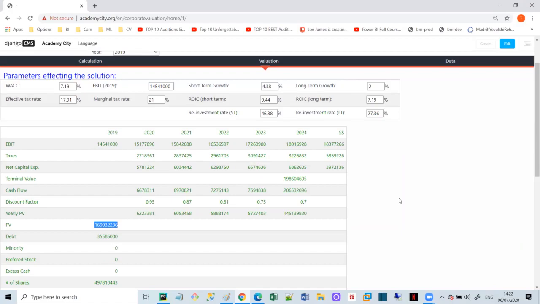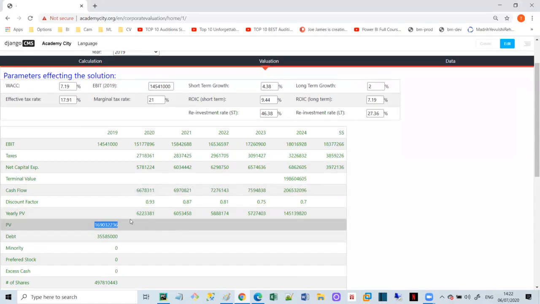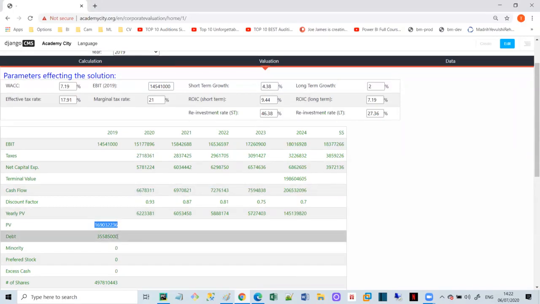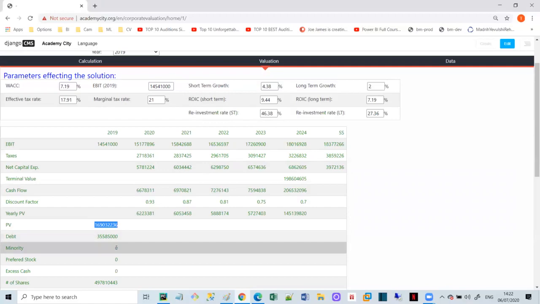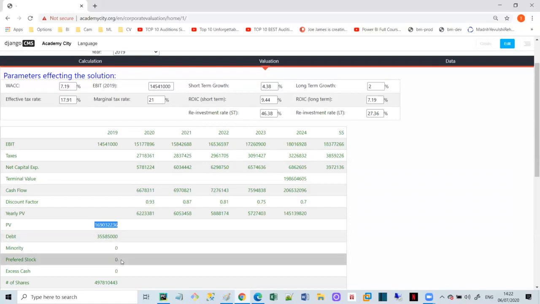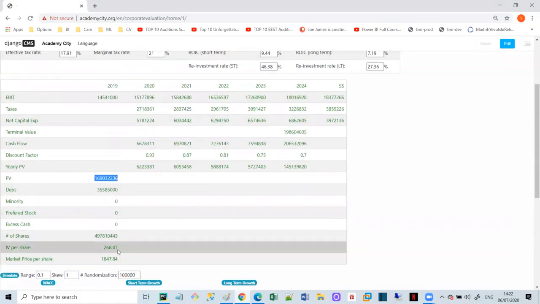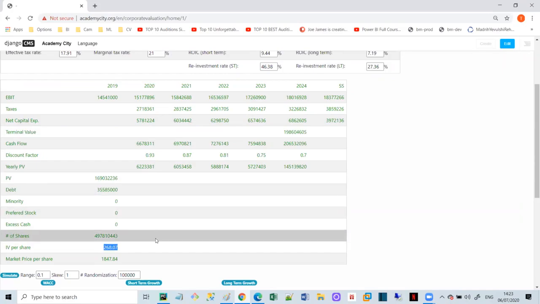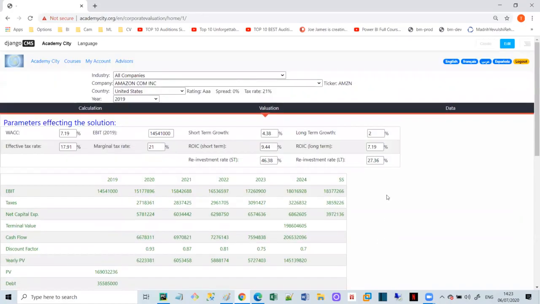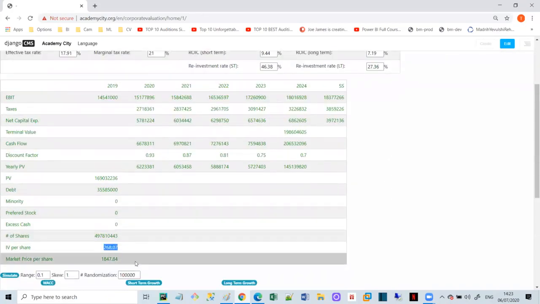So if I want to get to the value of the shares, I must take this value, subtract from it the debt, and then, if there is minority interest, I have to subtract it. If there are preferred stock, I have to subtract it. And then whatever comes out, I divide by the number of shares. That gives me the value per share. That's what's supposed to be, based on our valuation, the value of the shares of Amazon. Of course, we see a difference, and then we're going to discuss in a minute.